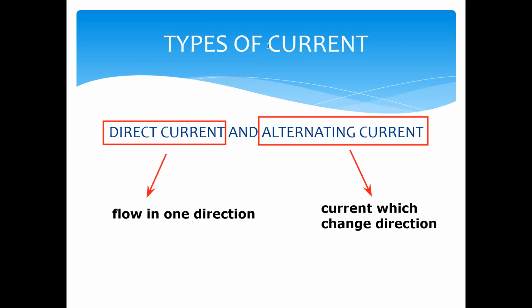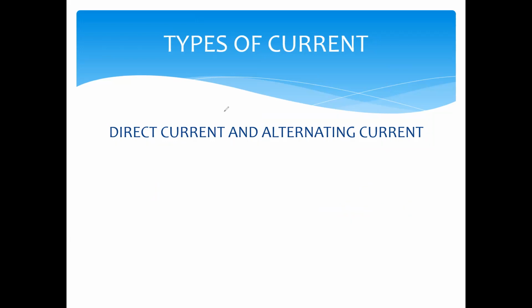How do we represent the two types of current? We use different symbols for that. For example, a battery or a cell is a source of DC. And whenever we use a circuit, we always use arrows to represent the conventional current. We don't bother about electron flow unless they mention it. So whenever we say direction of the current, it means the direction of conventional current.